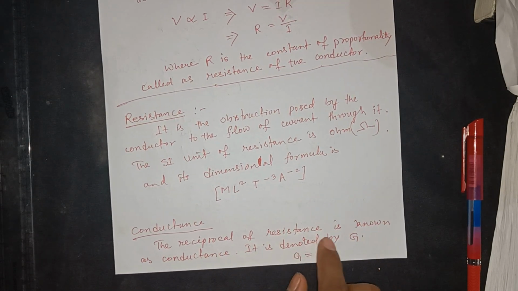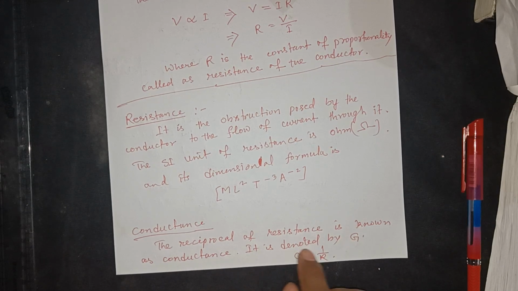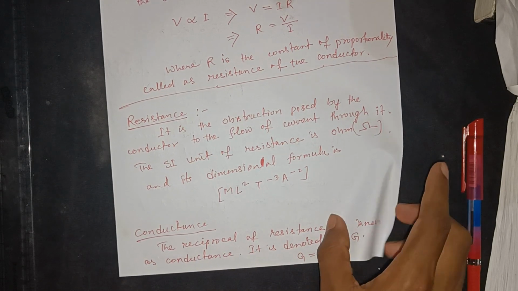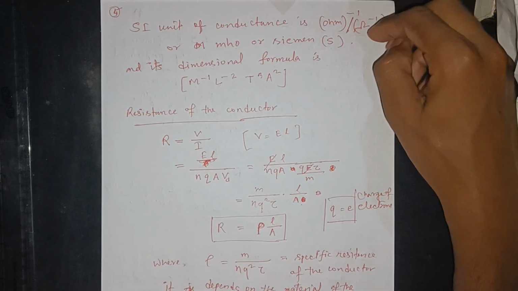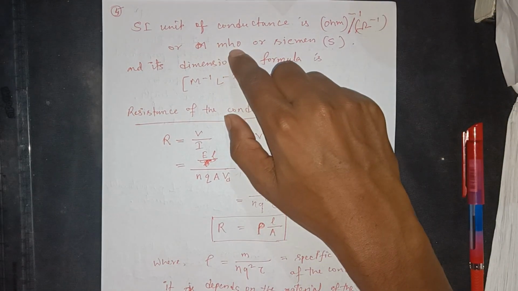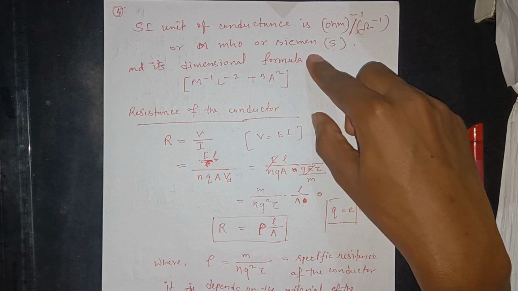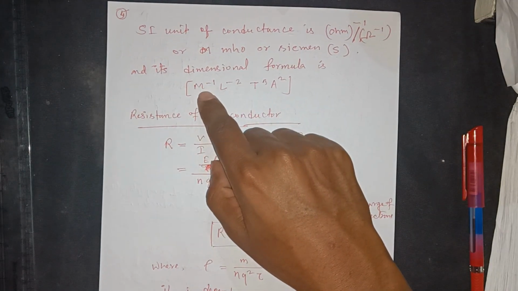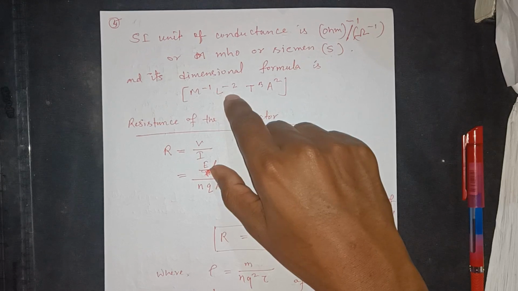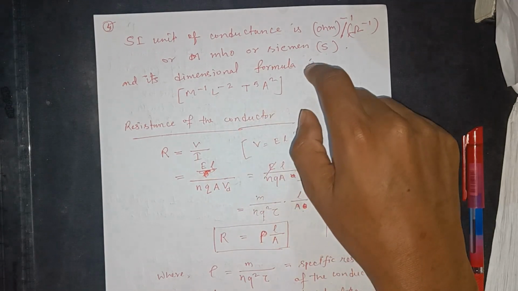Conductance: the reciprocal of the resistance is known as conductance. It is denoted by G. G is equal to 1 divided by R. The SI unit of conductance is ohm inverse, or mho, or siemens. And its dimensional formula is M⁻¹L⁻²T³A².